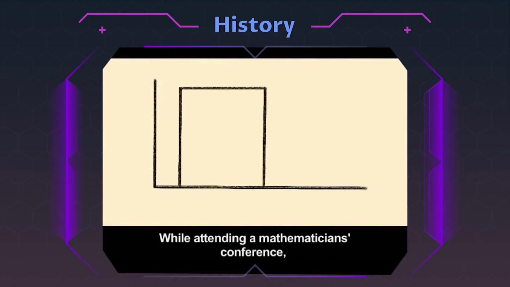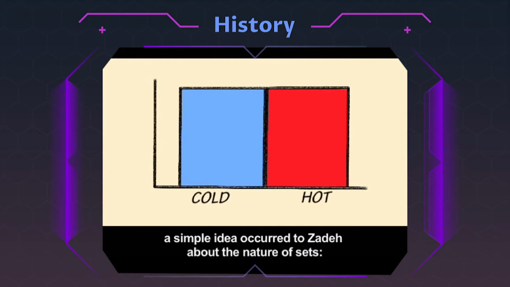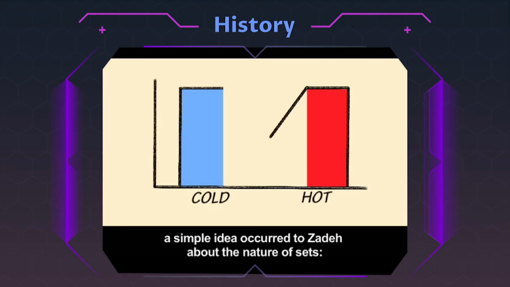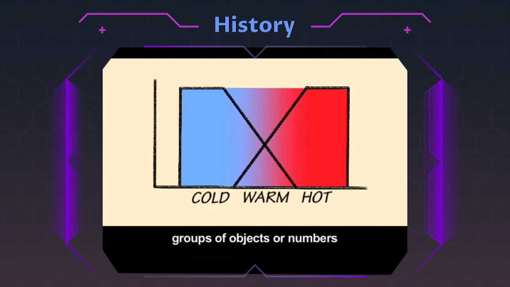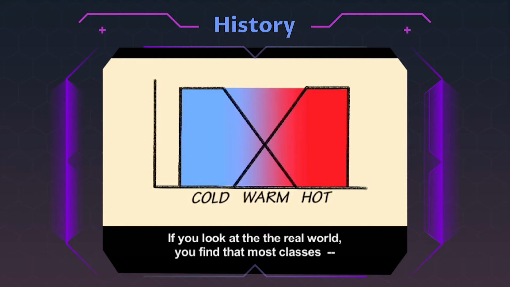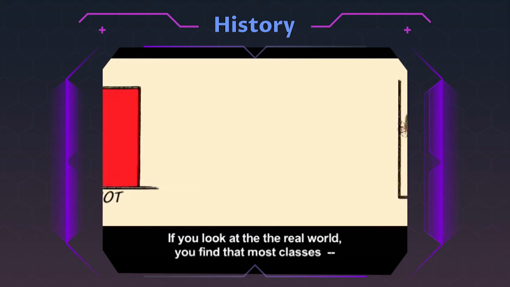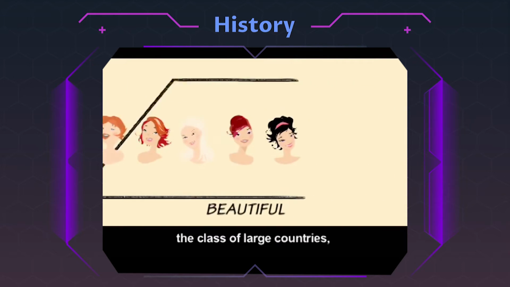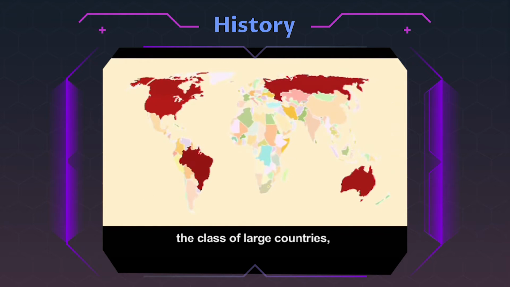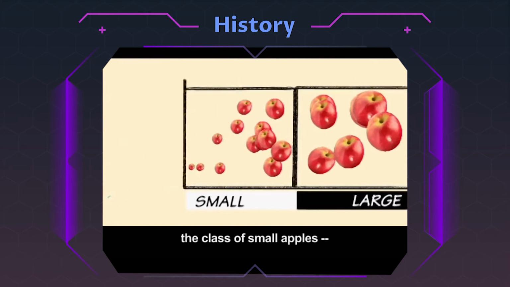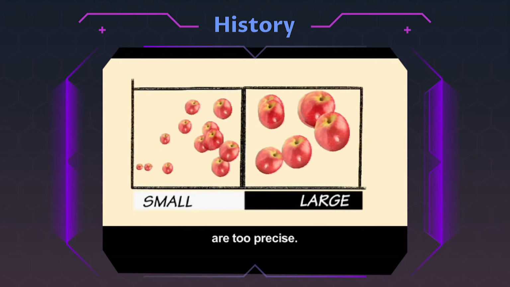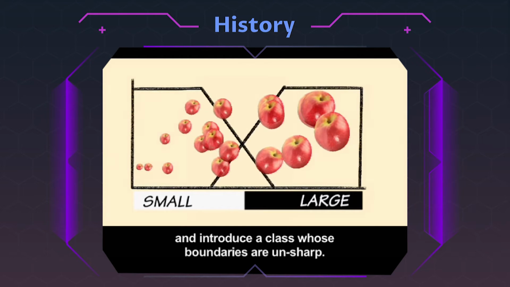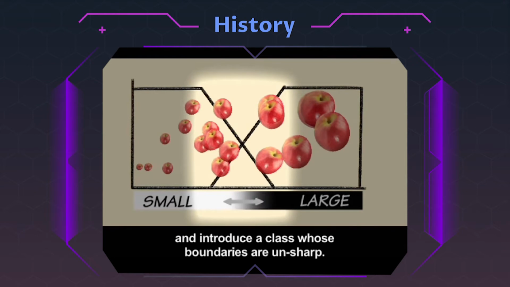While attending a mathematicians' conference, a simple idea occurred to Zadeh about the nature of sets, groups of objects or numbers considered entities unto themselves. "If you look at the real world, you find that most classes, the class of beautiful women, the class of large countries, the class of small apples, are too precise. You have to generalize that and introduce a class whose boundaries are unsharp."